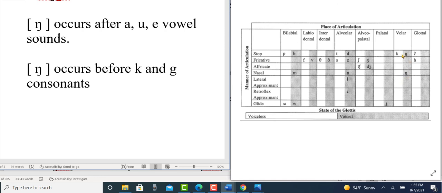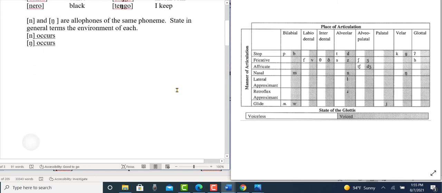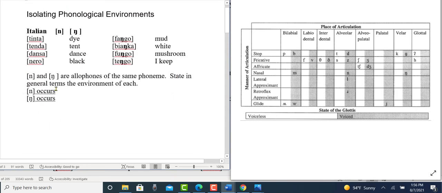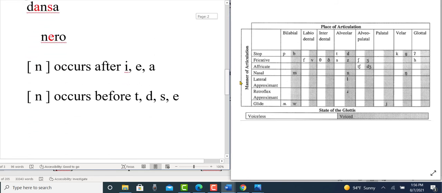So if we go back to answering the question, we go back to the N, and we couldn't really do anything with that. I'm just going to say that it occurs everywhere else. There isn't really a phonological pattern that we can predict based on the environments that we looked at. However, the eng occurs before velar consonants. That's definitely a pattern that we found based on our analysis of the data here.